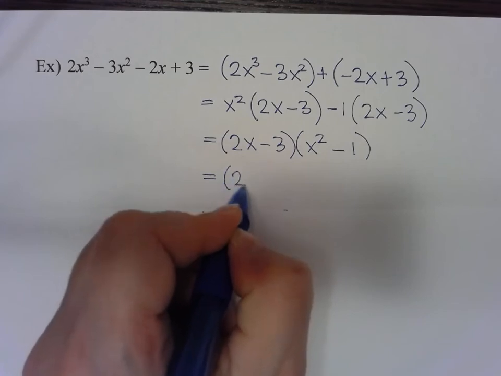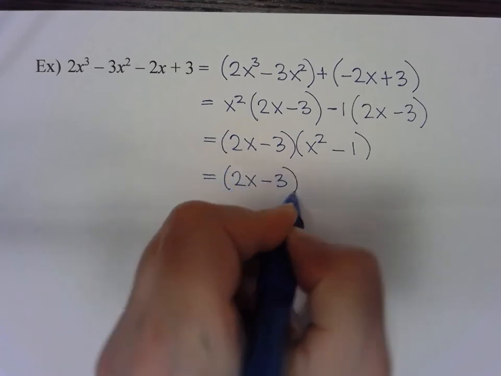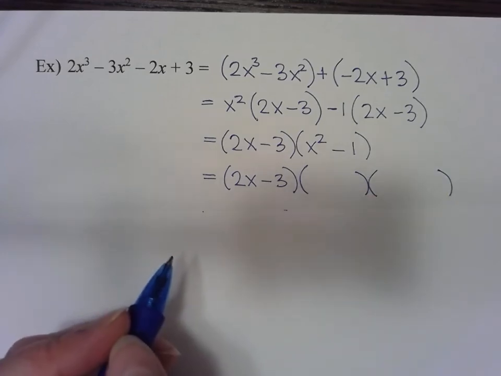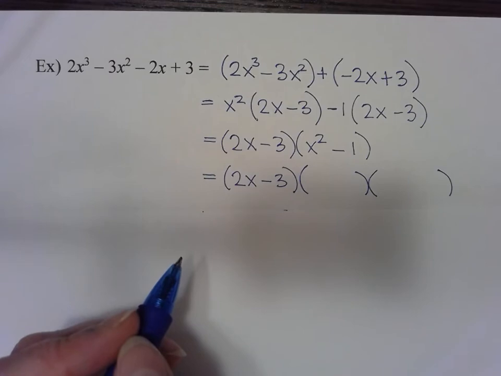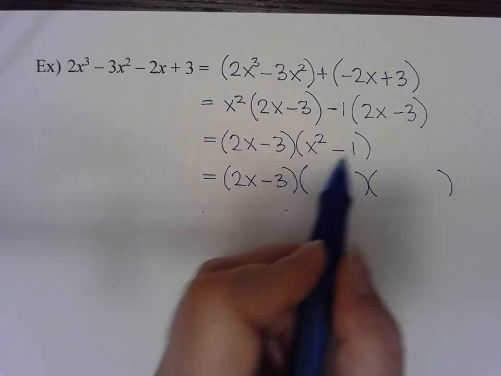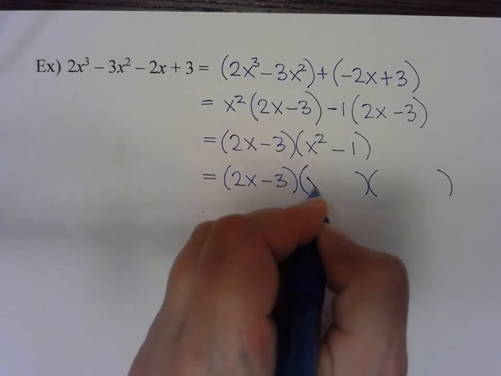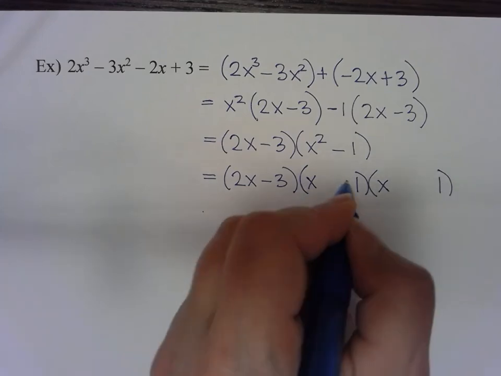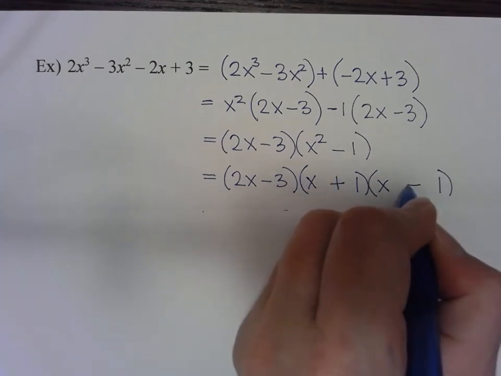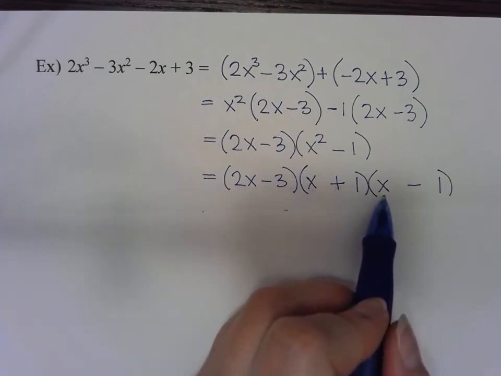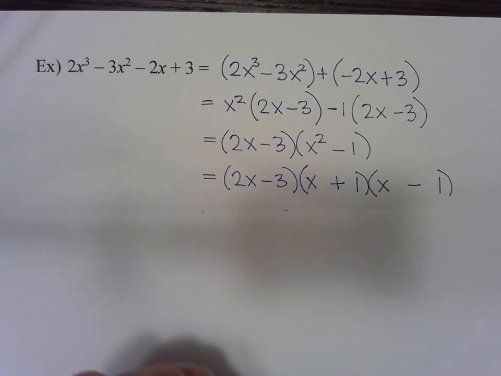So I'm going to leave this 2x minus 3, and I'm going to break this up. What kind of factoring can we use here? This is a difference of squares, right? 1 is a perfect square. X squared is a perfect square. So this is an x, 1 and 1. There's no middle term, so 1 with a plus, 1 with a minus. Now all 3 parts have x to the first, which means we really can't go any farther. That's as much as we can do.